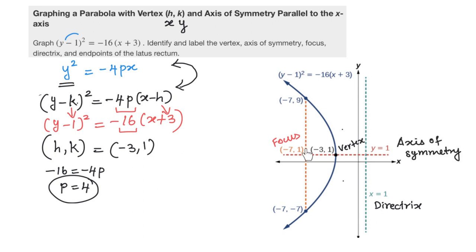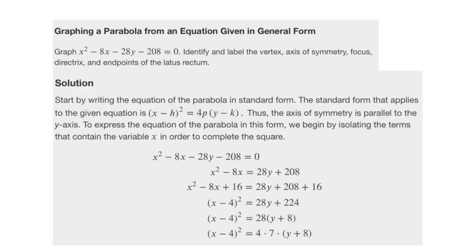We can measure 2p units from this point. That means 2p is 8. That means measure 8 units up and 8 units down to get the endpoints of the latus rectum, and join that and draw the curve. And the line through the focus and the vertex, that is the axis of symmetry.